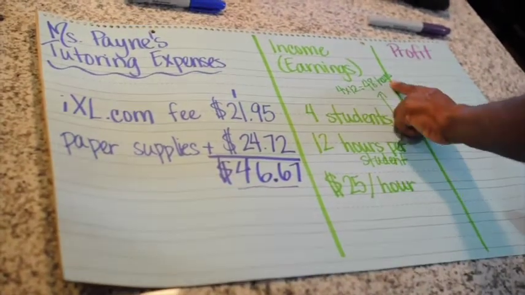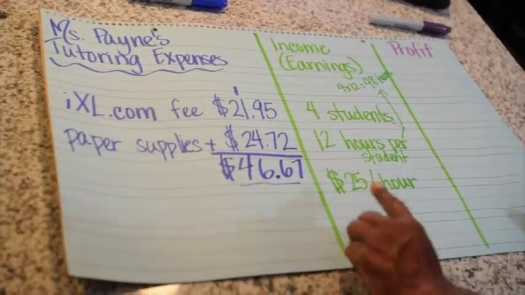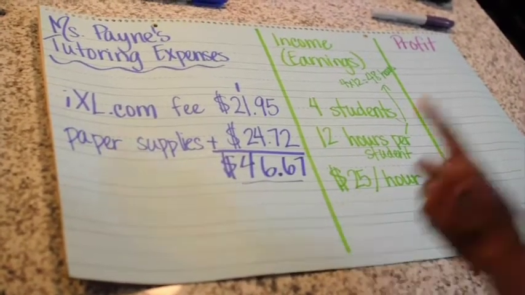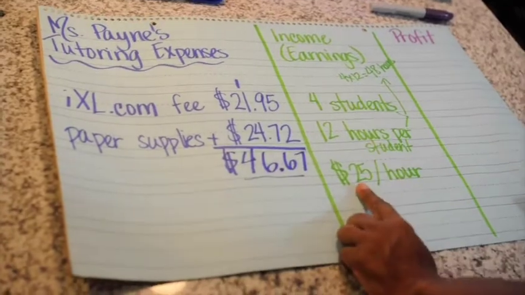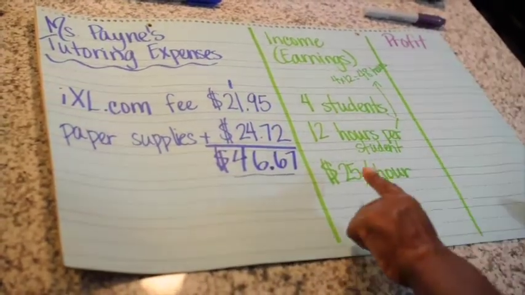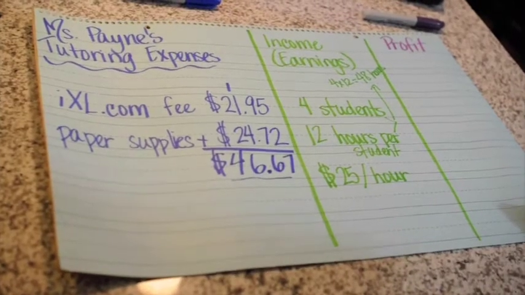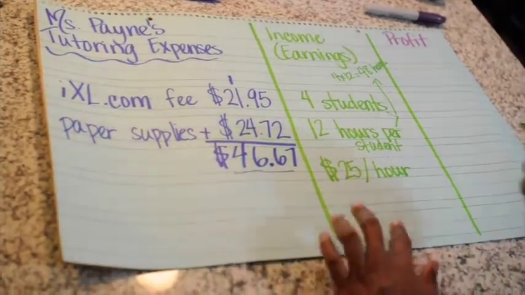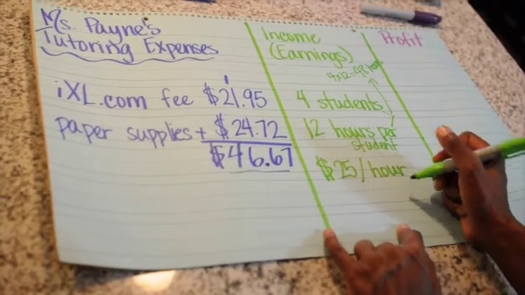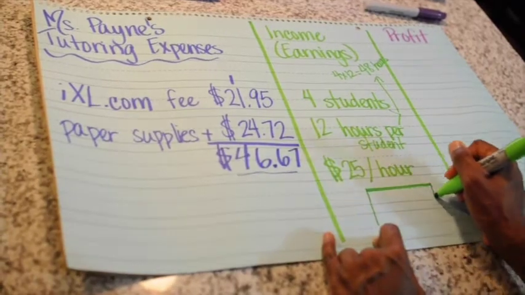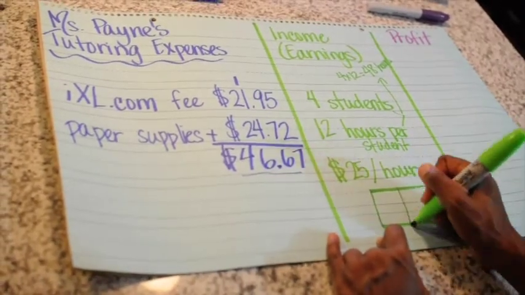And now, for those 48 hours, I'm going to make $25 each hour. 48 hours, $25 each hour. I am multiplying 48 times 25 to figure out how much that is. Now, I can do that mentally in my head, but for our sake, I want to just multiply this. I will use the box method this time to multiply 48 times 25.